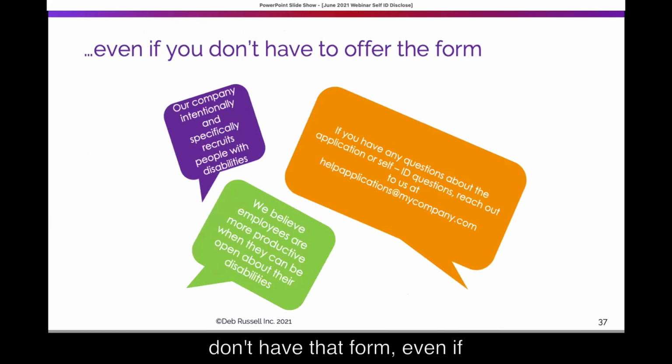Even if you don't have that form, even if you are not a federal contractor, there are great ways to create these messages and to have clear and consistent communication about wanting to know this information and why you want to know this information and what's in it for them and what's in it for you, what will happen to the information. These communications are incredibly important.